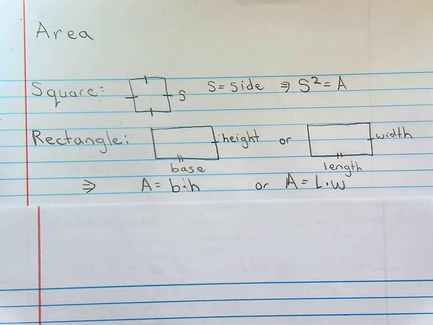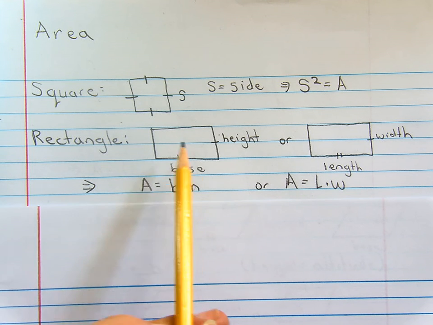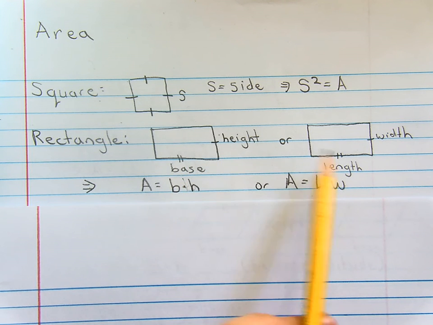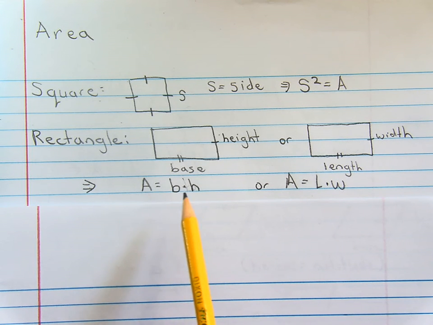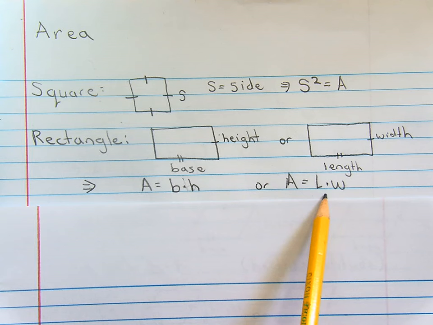Rectangle, you'll either hear it talk about with base and height or length and width, and its area is base times height and length times width.